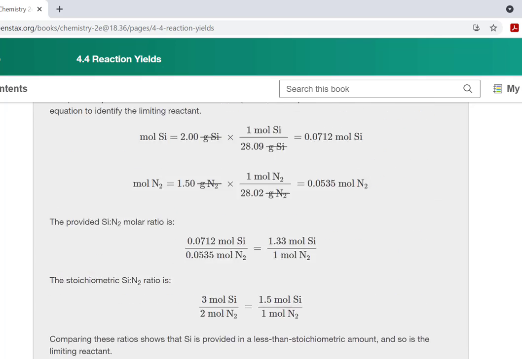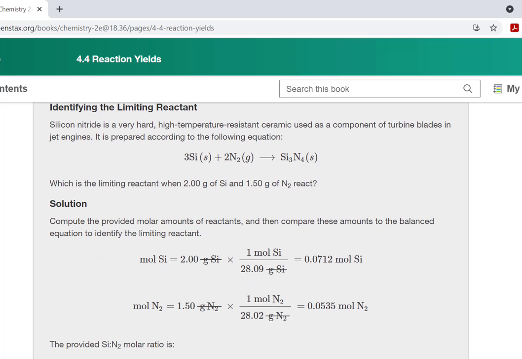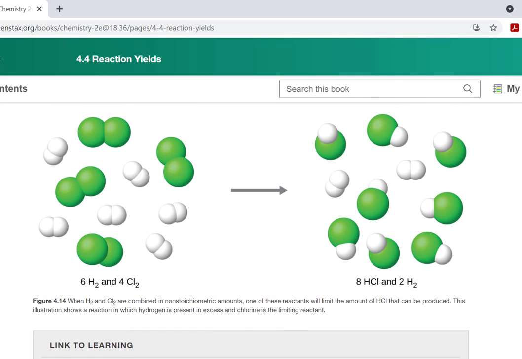In addition to doing this in terms of moles, you might, for the homework, have to do it in terms of mass as well. There will be a video showing how we go through this process for an example, if you would like to see another example, and then also proceed on to the rest of section 4.4.